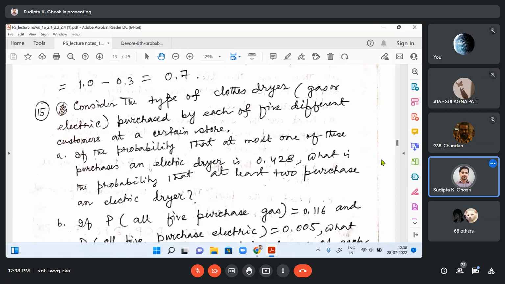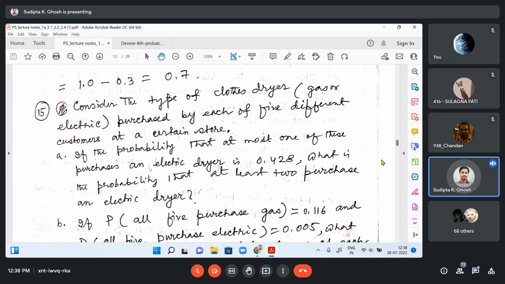What type of question? If the probability that at most one of these purchases an electric dryer is 0.428, what is the probability that at least 2 purchase an electric dryer? Read the line again carefully.